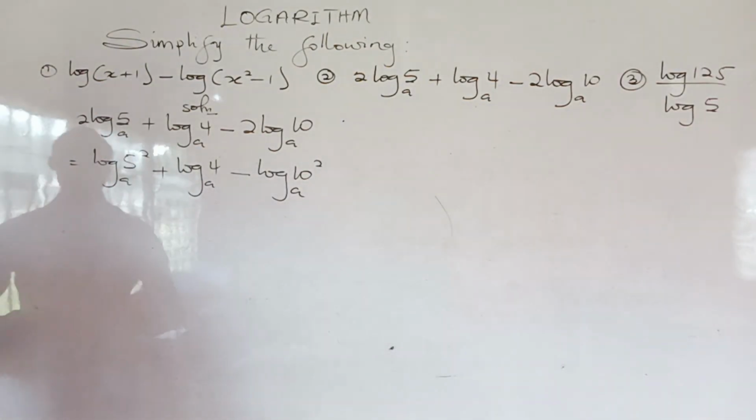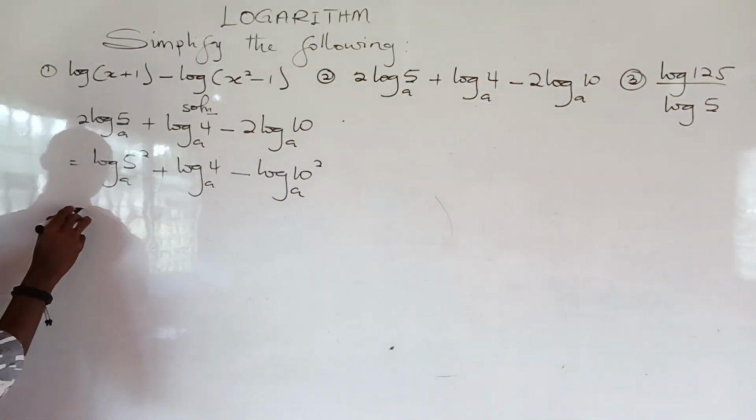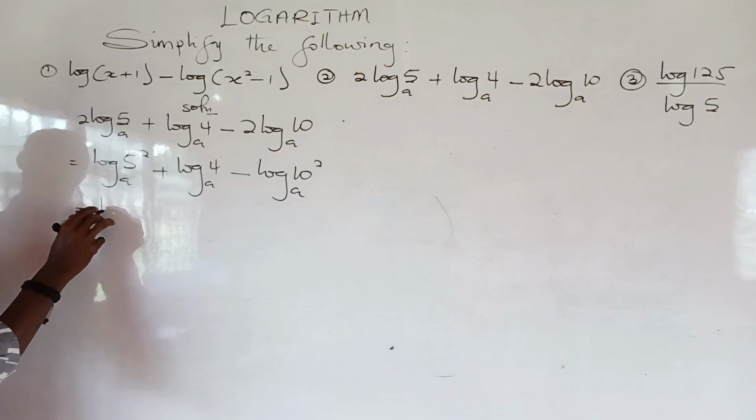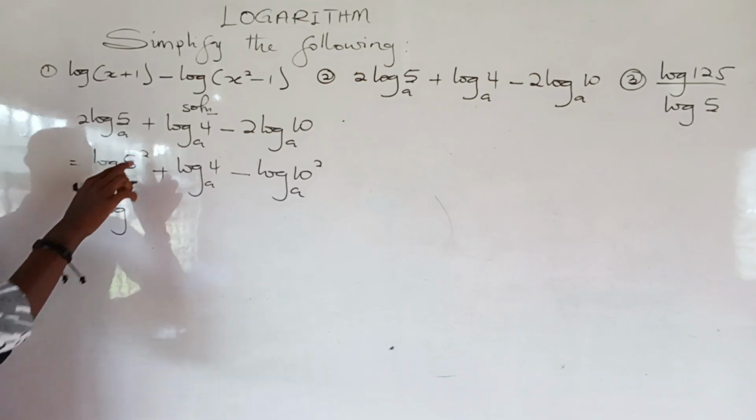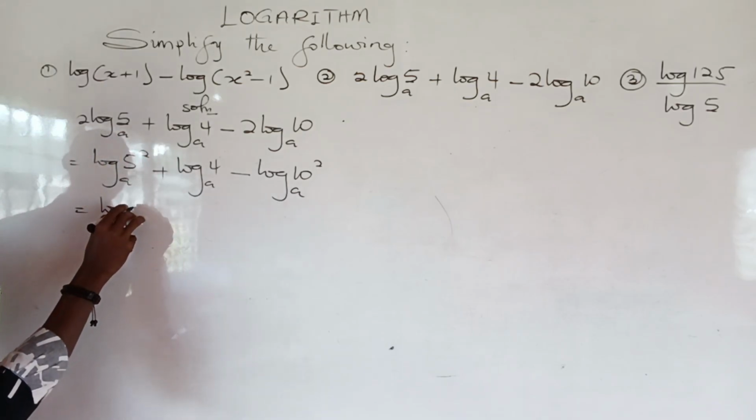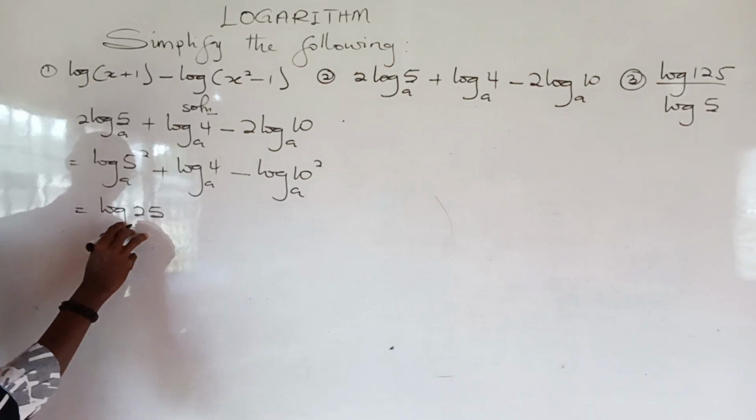Okay, so now I'm going to simplify further. So my log of 5 to the power 2 is 25. So I'm going to have log 25 to the base a.